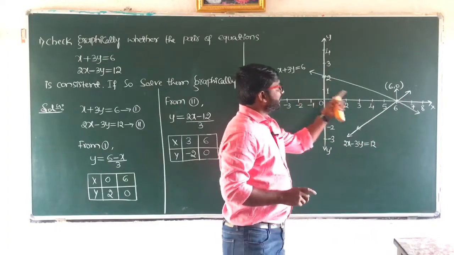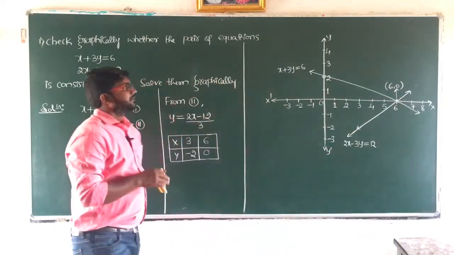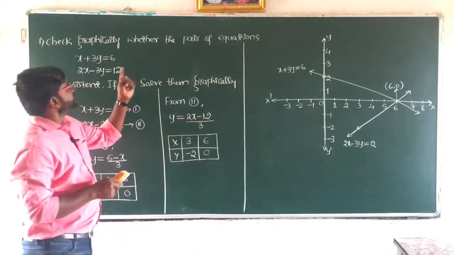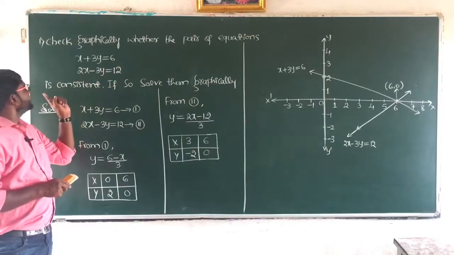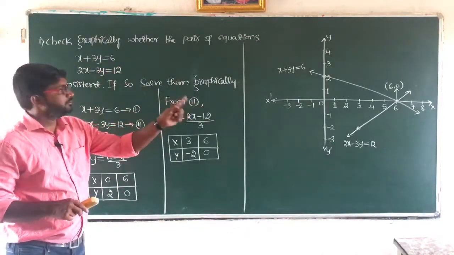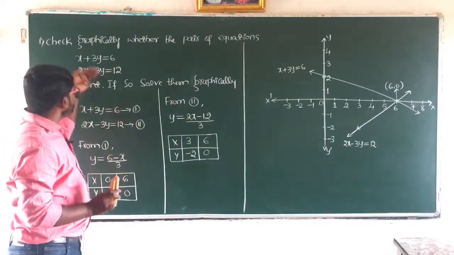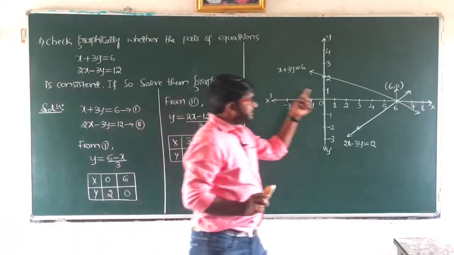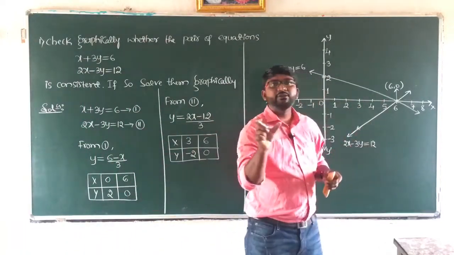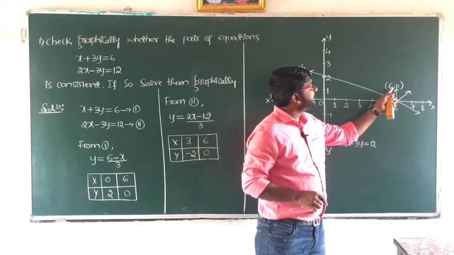That means the two lines are intersecting. If they are intersecting lines, then they are consistent equations. See here, check whether the pair of equations is consistent. Yes, these two equations are consistent because they are intersecting at a point. So what is the solution of these two equations now? It has a unique solution. Since these two are intersecting lines, it must have a unique solution or exactly one solution. The solution is 6, 0.